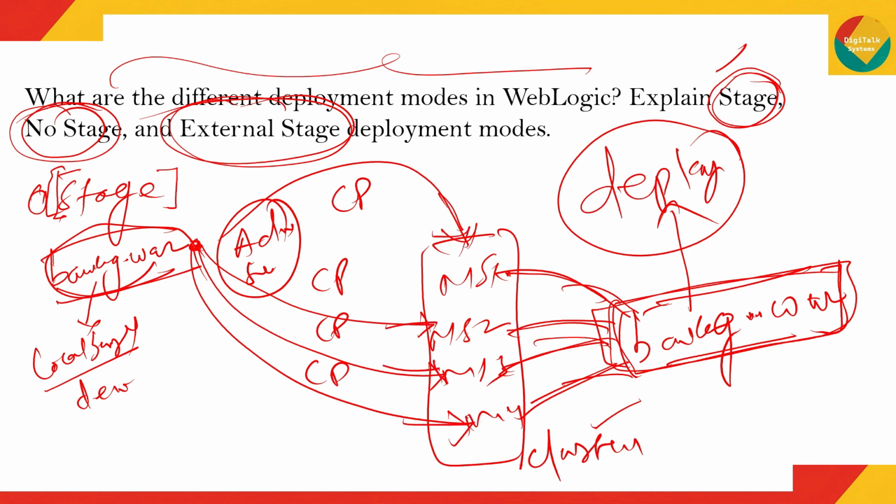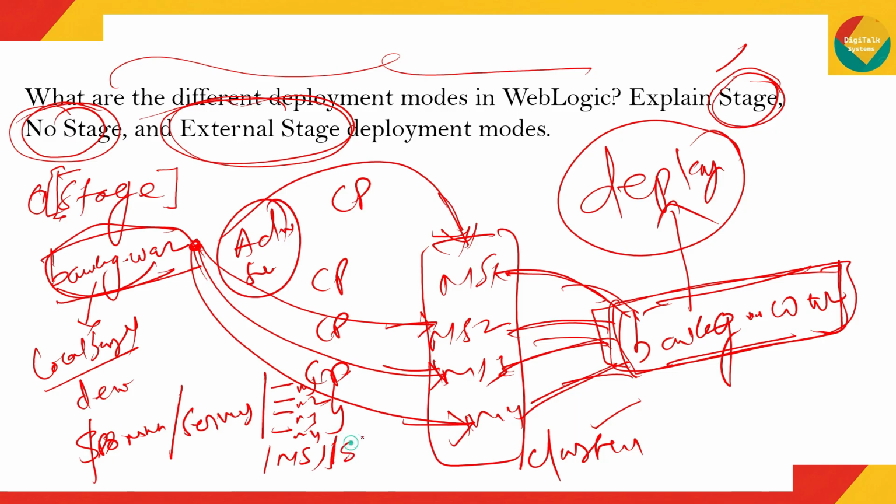And where is the staging directory? It's straightforward. You go to your domain. Inside domain, inside servers, you will have a folder for each and every server, MS1, MS2, MS3, MS4. Go inside a particular folder, like suppose managed server 1, MS1. Inside MS1, you will have a folder called stage. So this file will be copied by the admin server to the stage folder of each and every managed server. This is called the stage mode of deployment.